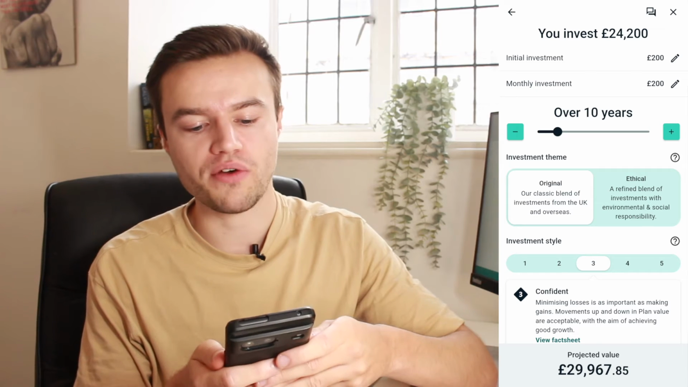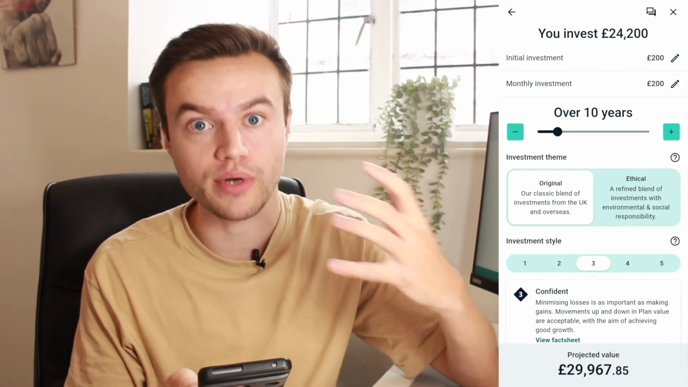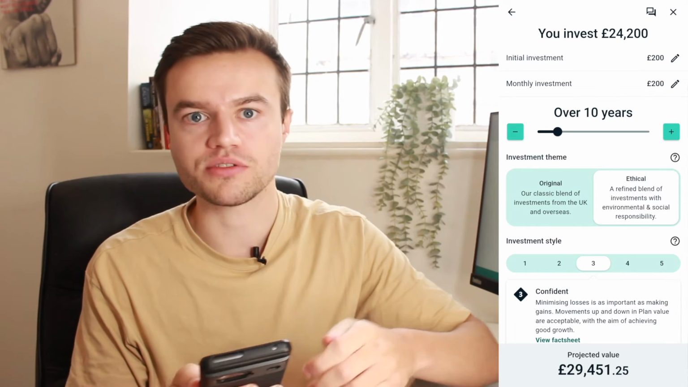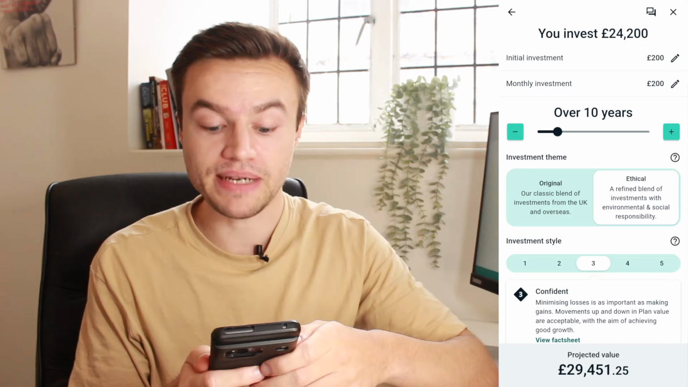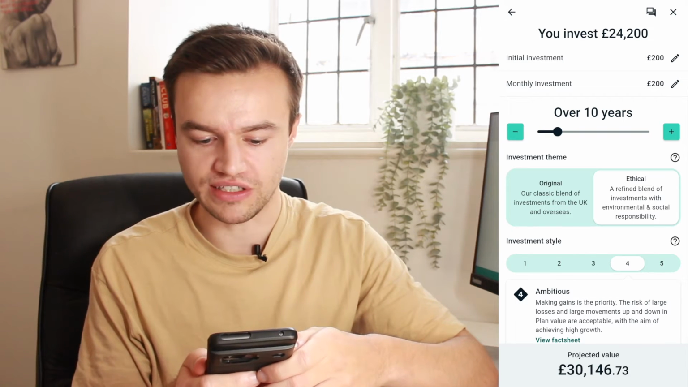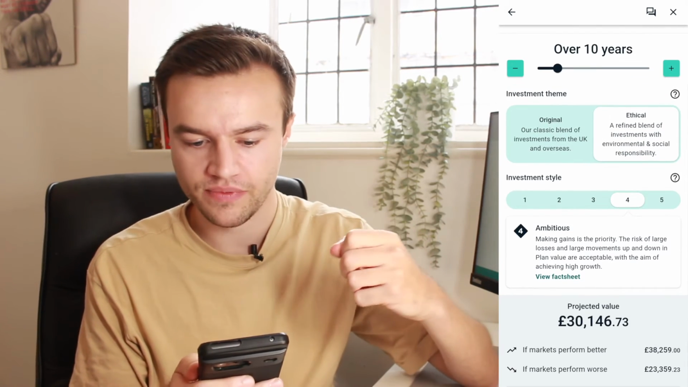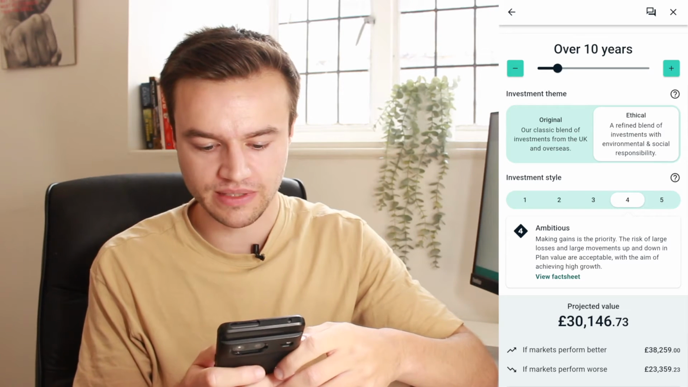And you can see here, Wealthify is asking me what investment theme I would like, original or ethical. So the themes we went through earlier. Let's go ethical. And now it's asking me my investment style. So the risk levels we went through earlier as well. And let's go ambitious. I have a high risk tolerance, so I would like a riskier investment style.